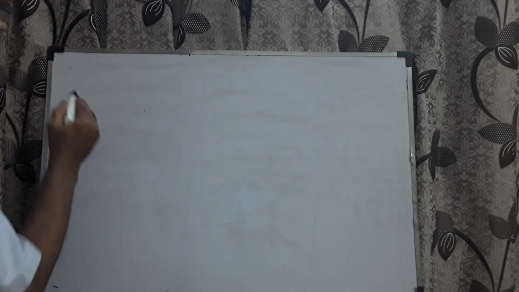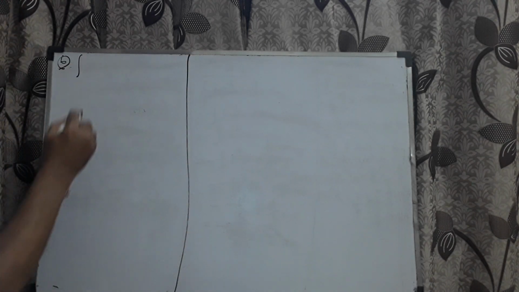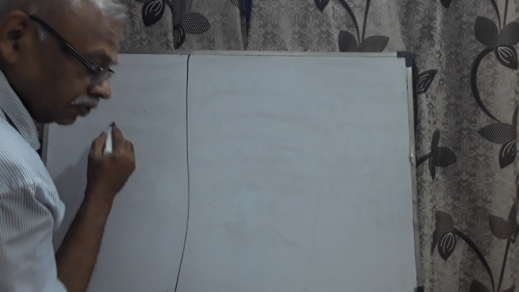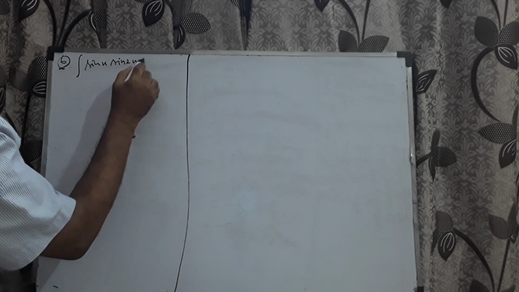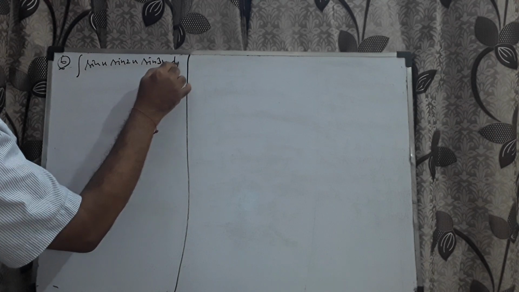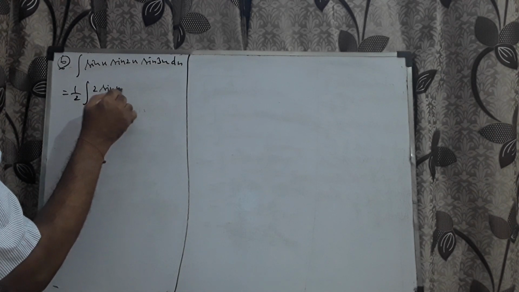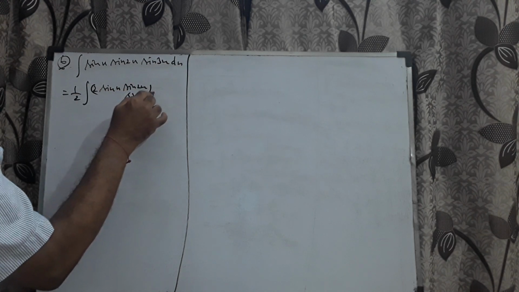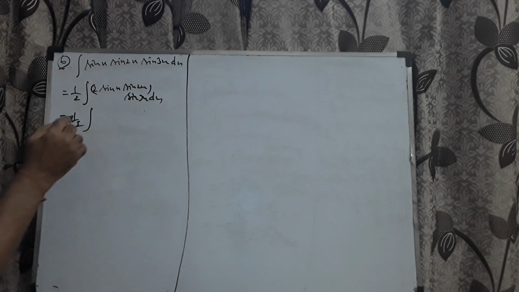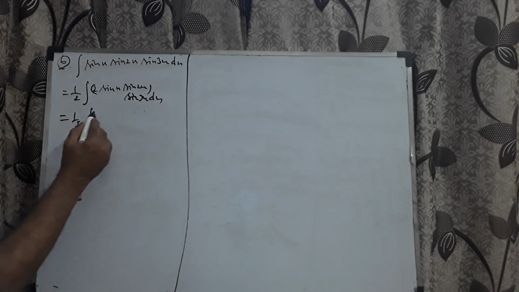Then the next problem goes like this. This is the 6th problem. He says integral sin x sin 2x sin 3x dx. Just multiply and divide by 2. 2 sin x sin 2x into sin 3x dx. Now 2 sin a sin b can be written as cos a minus b minus cos a plus b.